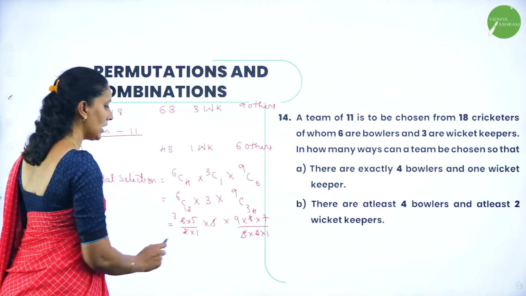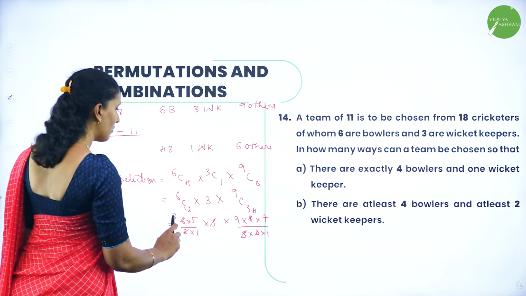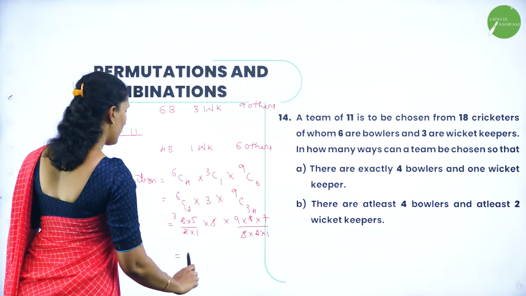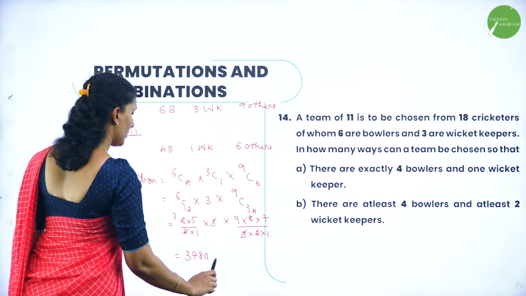So it doesn't have any number in the denominator. We have 3, 5, 9, 4, 7. Multiply all of them. So the value will be equal to 3780.